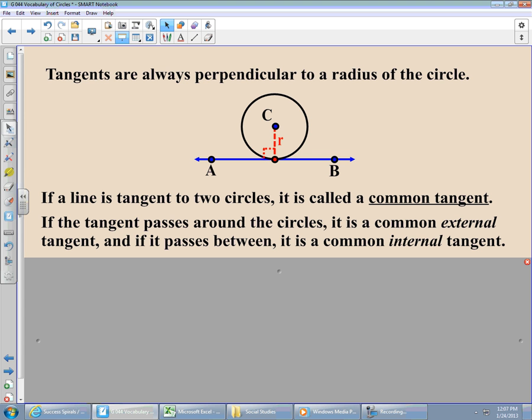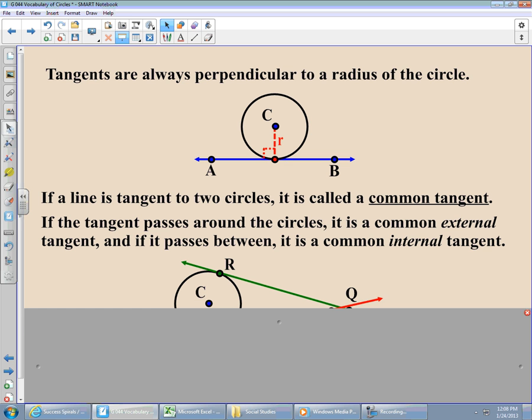The flip side of that is what's called a common internal tangent, and that's going to happen when the tangent actually passes between two circles. It makes contact with one on the way by, but then makes contact with another one on the opposite side. I'll show you a diagram in a second, so that'll make sense. Common external tangents pass by the circles. Internal tangents pass in the space between the two circles.